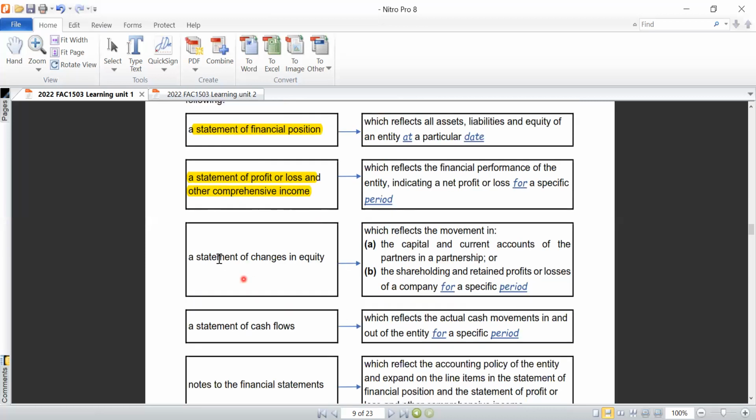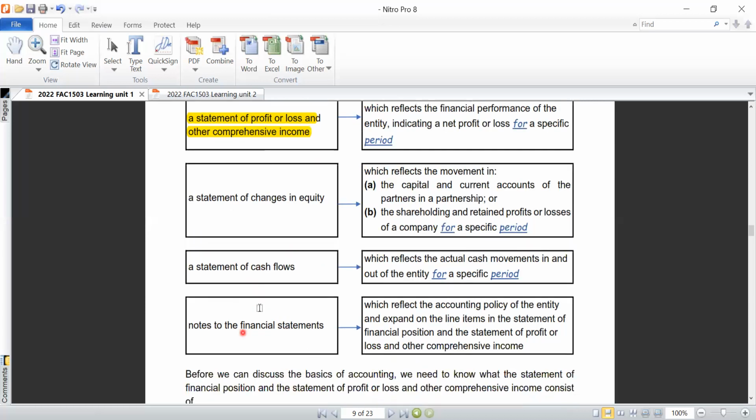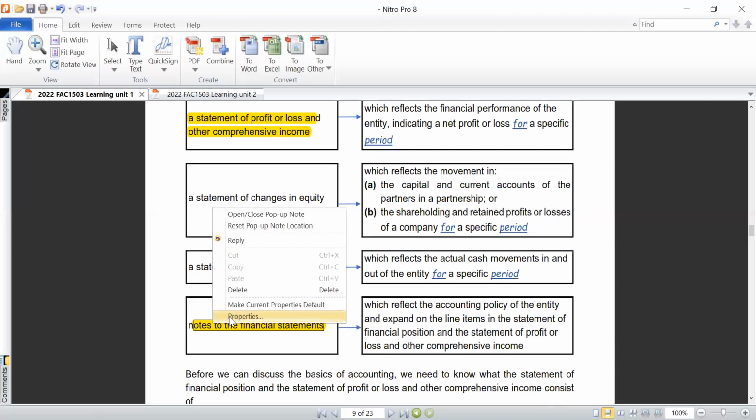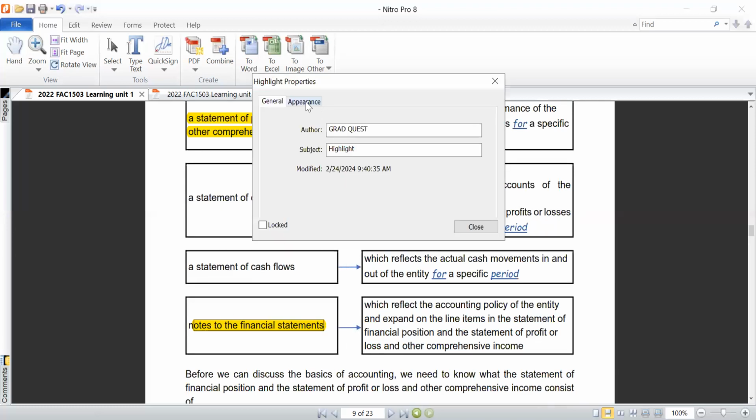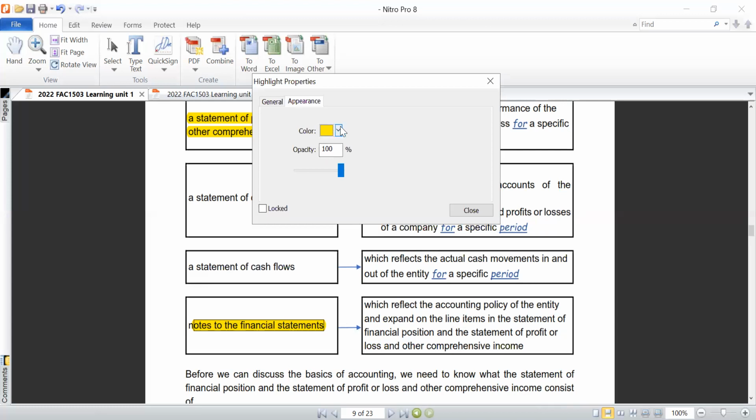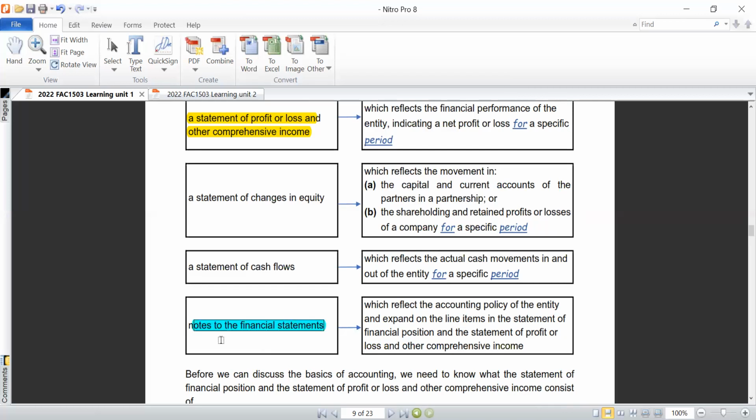But there's also the statement of changes in equity, the statement of cash flows, and, of course, together with that, there will be notes to the financial statements. Now, this is not a financial statement. It's notes to the financial statements. What that does is amplify what is conveyed in the financial statements. That's what notes to the financial statements do, right?